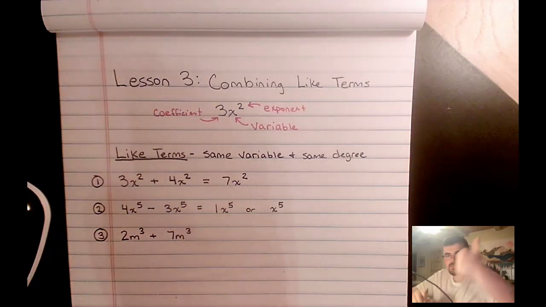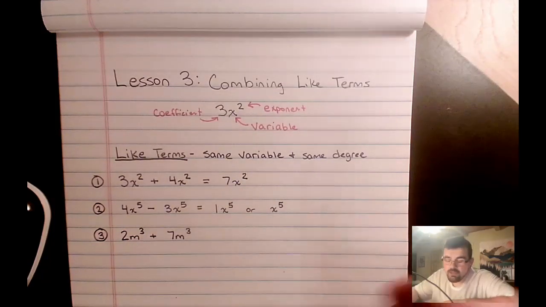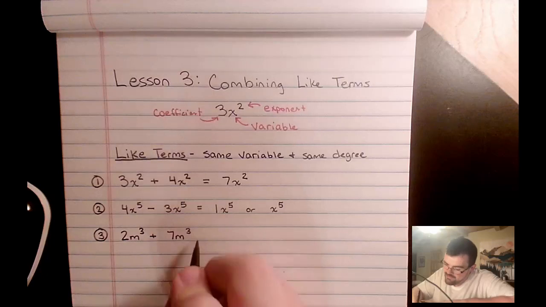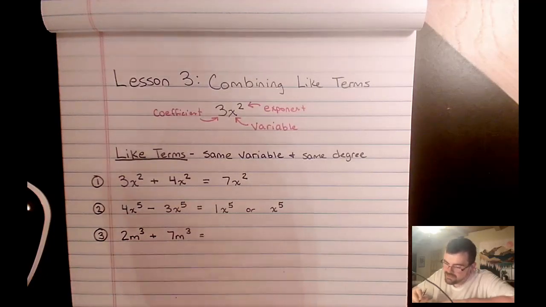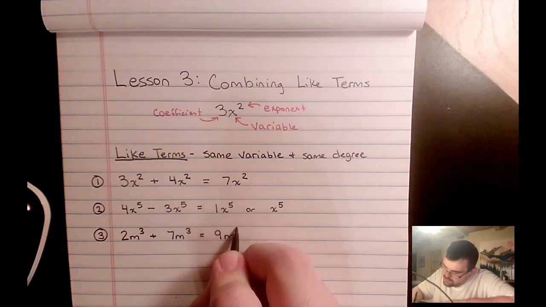Do we have like terms? Yes, we do. M to the 3rd power, m to the 3rd power, m cubed. So just add 2 plus 7, the coefficient 2 plus the coefficient 7 gives us a coefficient of 9, m cubed.